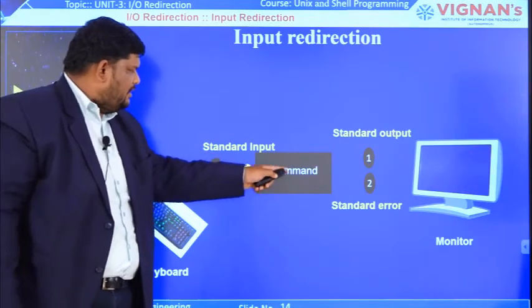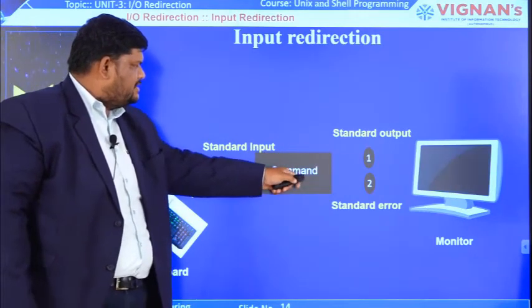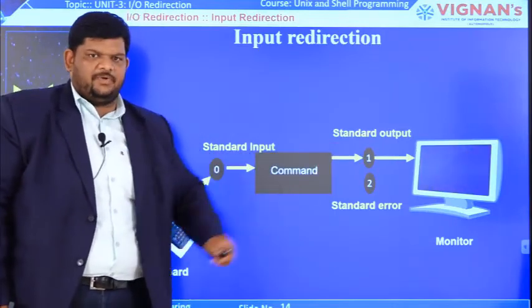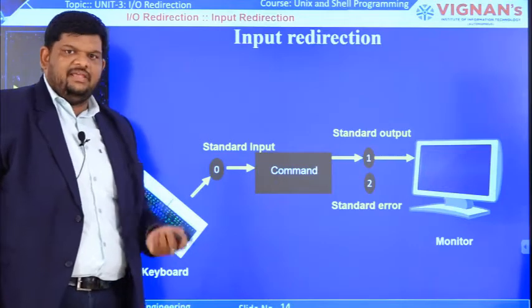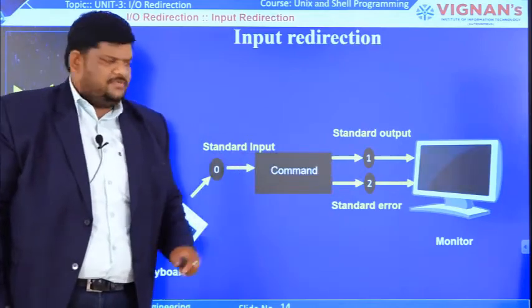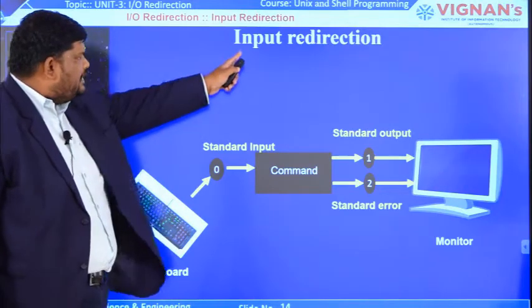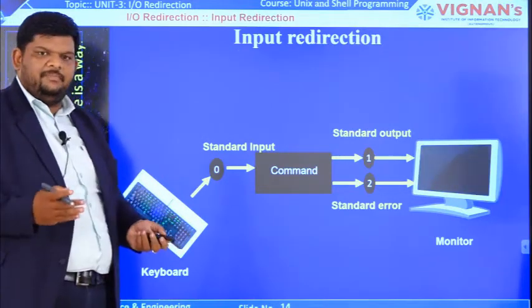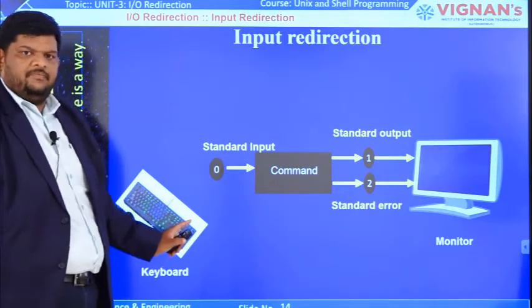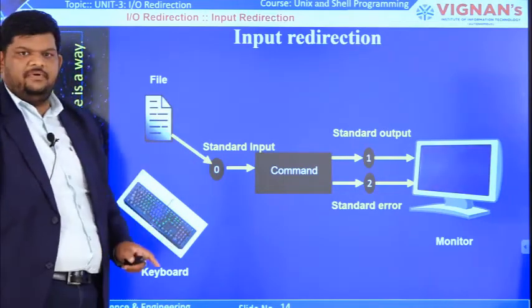If the command works, processing on that input, the command generates output. That output is seen on the monitor. This is the normal process. If the command encounters any error, that is standard error, and that error we can also see on the monitor. So here we are providing input through the keyboard. Now input redirection means we are redirecting the input from a file rather than the keyboard. So now we are not providing the input from the keyboard, we are providing it from a file. This is the meaning of input redirection.